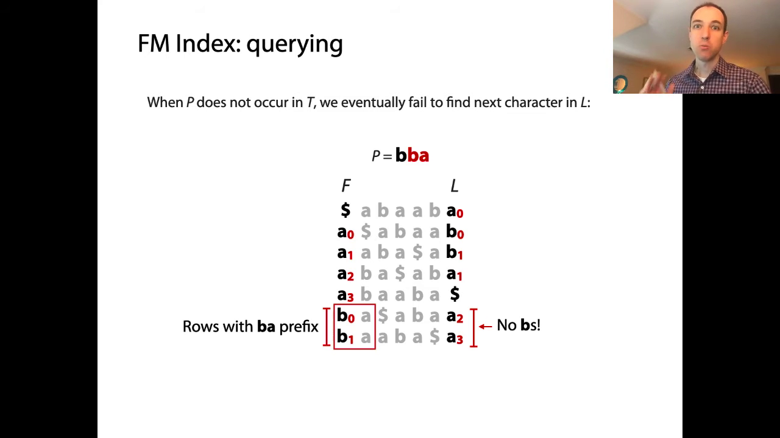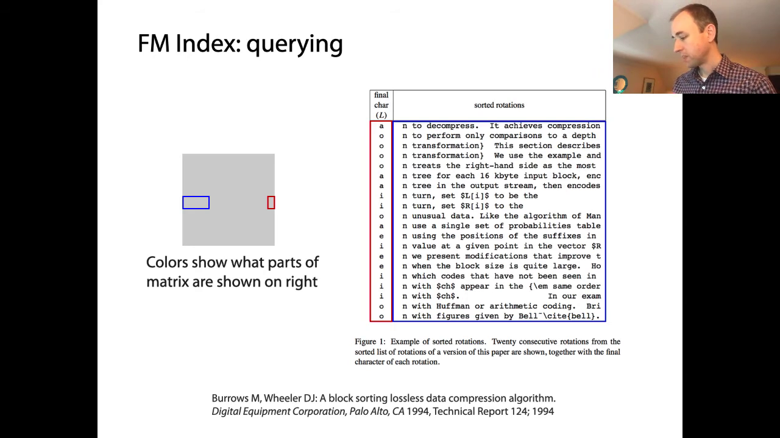Rather, we'd like to be able to use rank queries to answer the question how many and which A's or how many and which B's are the ones in the last column corresponding to this range. So let's just think about how to do that. I'll bring back the example from when we introduced the Burrows-Wheeler transform, because this was an example that had a large text. Okay, so say we have some large text.